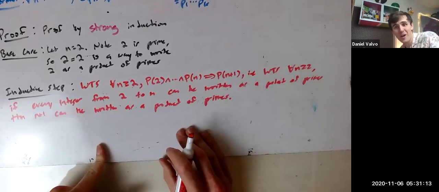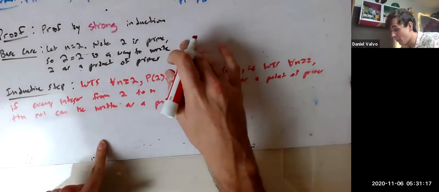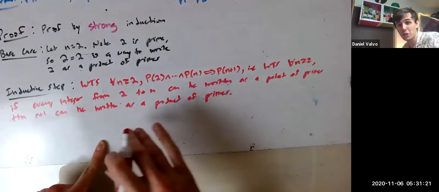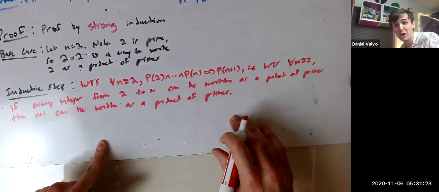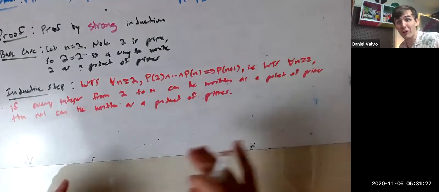That's what we're trying to show. Because if we can show this, and we know it's true for 2, well, then it's got to be true for 3. And then if we know it works for 2 and 3, then we can show it works for 4. Then we know if it works for 2, 3, 4, we can show it works for 5. If it works for 2, 3, 4, 5, it works for 6. If it works for 2, 3, 4, 5, 6, it works for 7.